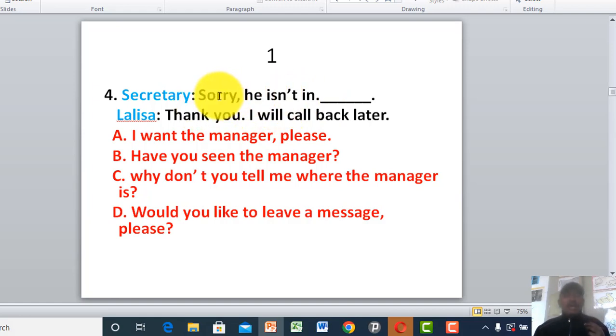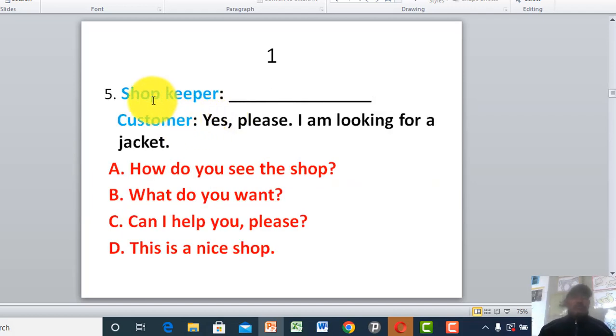Or can you leave a message, please? Can I take you a message, please? So what do I say to the manager? These expressions are important from the secretary. Right? Great. Question number 5. The conversation is between shopkeeper and customer. Look here, what expressions are important in shopkeeper and what expression is really important from the customer here?